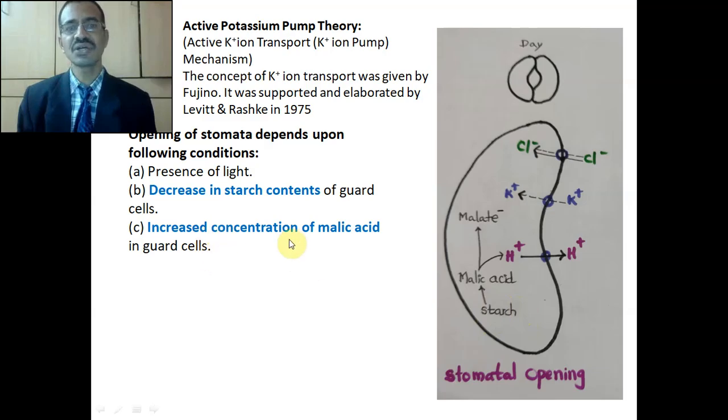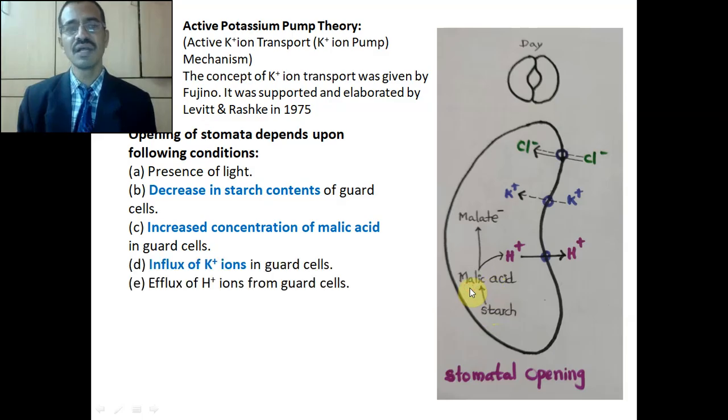Next, increased concentration of malic acid. As we discussed earlier, starch is converted into malic acid. So malic acid content is increased. And next, influx of potassium ions into the guard cells. So through the cell wall, from the surrounding subsidiary cells, potassium ions are transported into the guard cell.